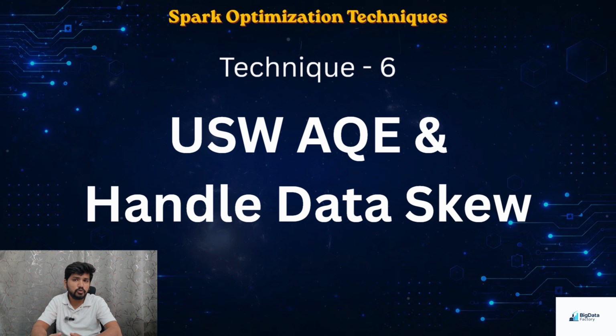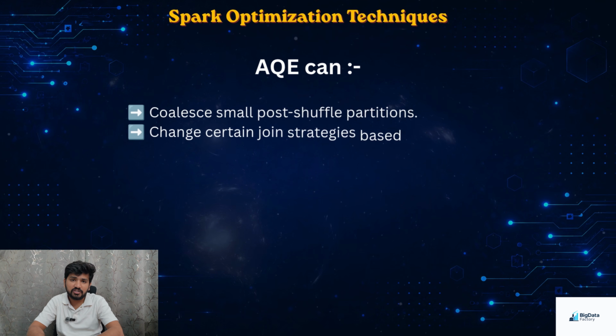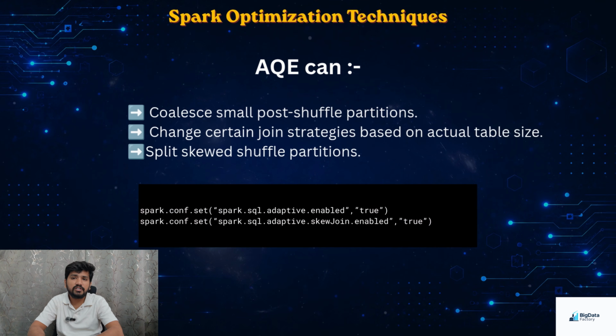The next technique is use AQE and handle data skew. AQE stands for Adaptive Query Execution. Normally, Spark creates an execution plan before the query runs, but the optimizer does not always know the exact size and distribution of the data in advance. AQE uses runtime statistics to adjust the plan while the query is executing. It can coalesce small post-shuffle partitions, change certain join strategies based on the actual table size, and split skewed shuffle partitions.